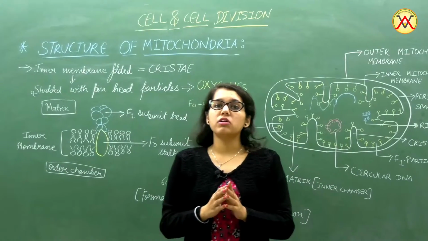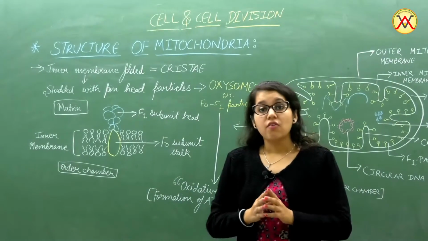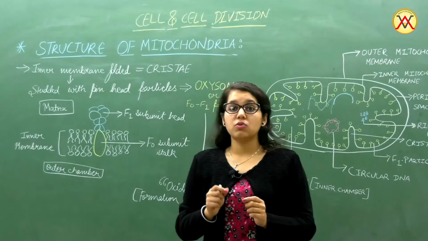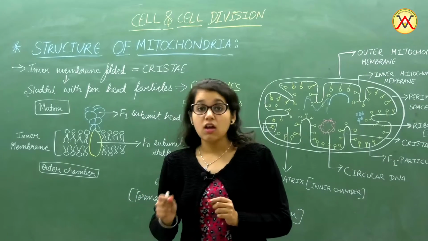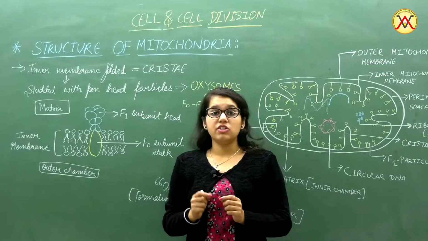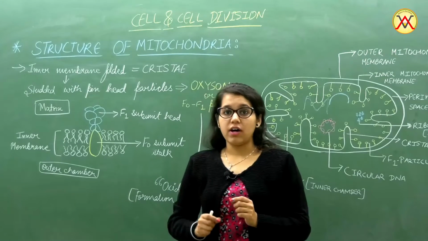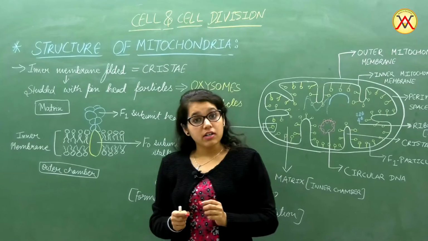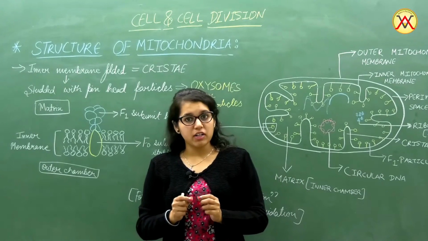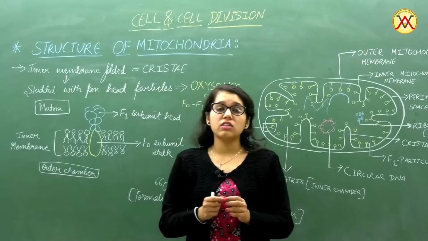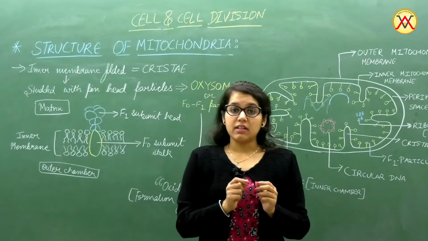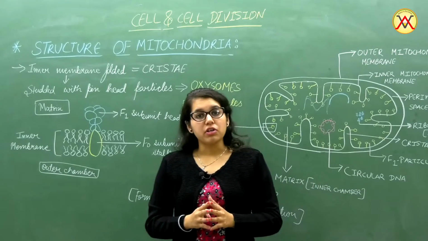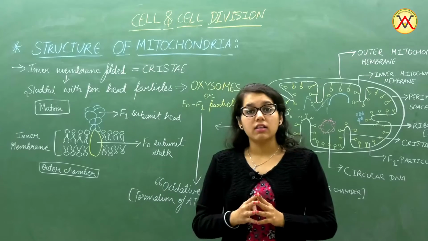Now what is the importance of this structure, the oxysome? We have given a title to the mitochondria: it is known as the powerhouse of the cell, or the energy currency of the cell. Now why do we call it the powerhouse or energy currency of the cell? We generally know that the energy required by the cell is in the form of ATP, that is adenosine triphosphate, and this ATP is produced by mitochondria in large amounts.